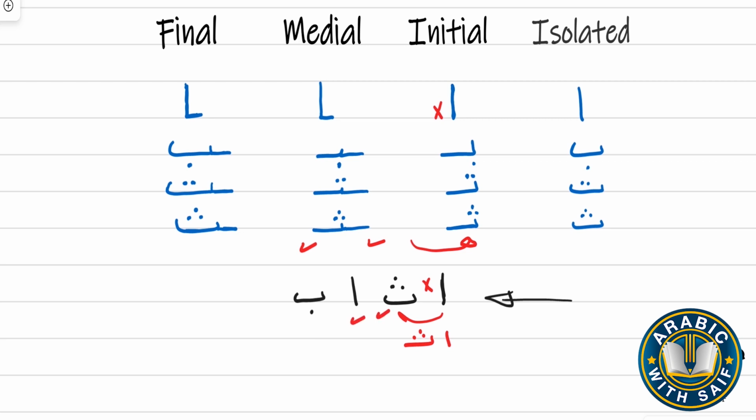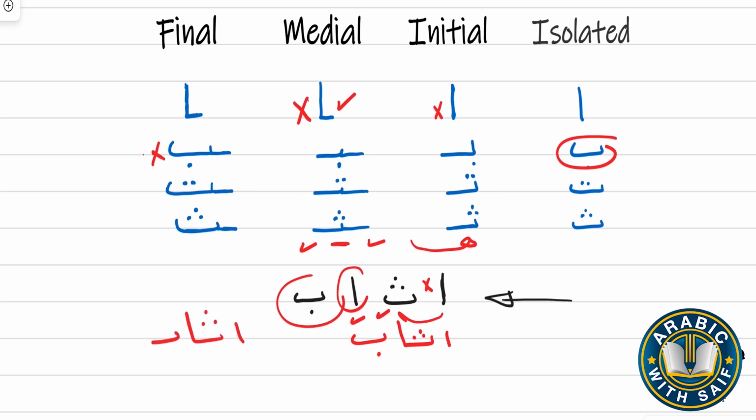Second, we will check the relation between second letter and third letter, Tha and Alif. Tha in the middle form can be connected to any letter after or before, and Alif in the middle form can be connected to any letter before, so both can get connected. Third, we will check the relation between third letter and final letter, Alif and Ba. Alif in the middle form is not allowed to connect any letter after, so the Ba at the end, I cannot write it like that. It should be in the isolated form, and this will be the final form for this word. Let's read it. Athab. Athab. That means give reward.